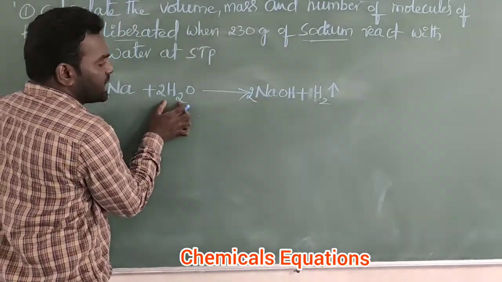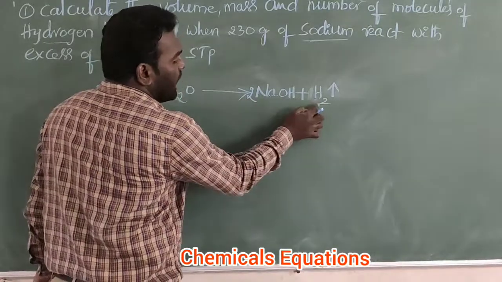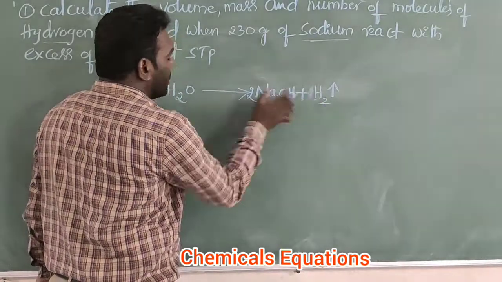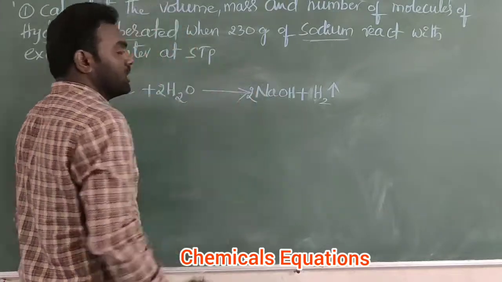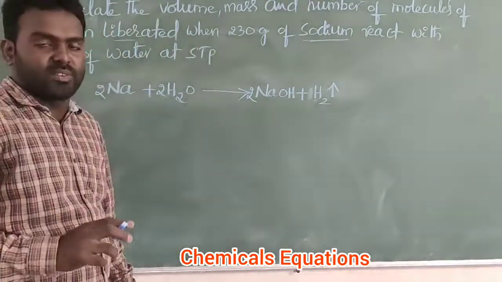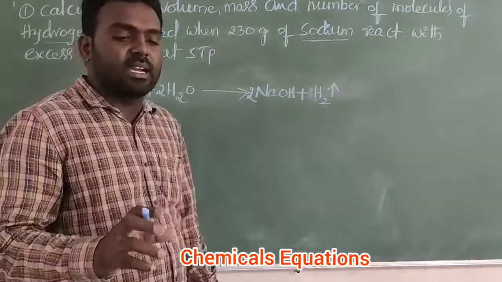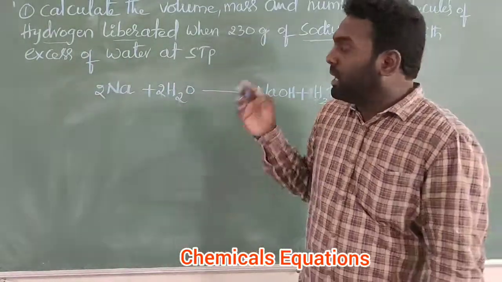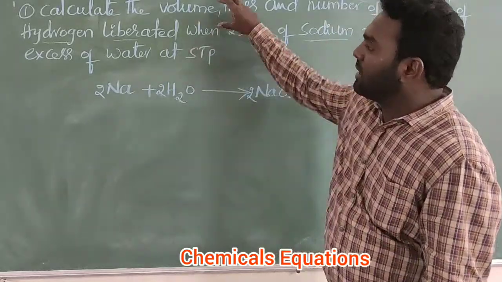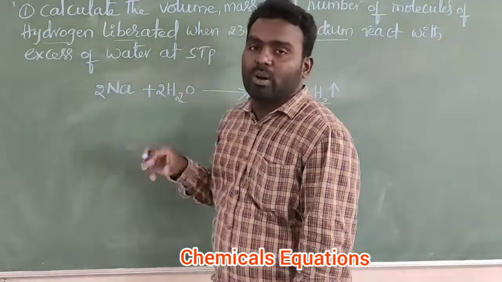Here the 4 hydrogen atoms are there, 2 into 1 or 2, and here the 2. So 2 plus 2, 4. And here how many oxygen atoms are there? 2 into 1, and here also 2 into 1. In totality, this is called a balanced equation. The left hand side and the right hand side are both balanced. By taking this balanced equation, first you can come to one conclusion.